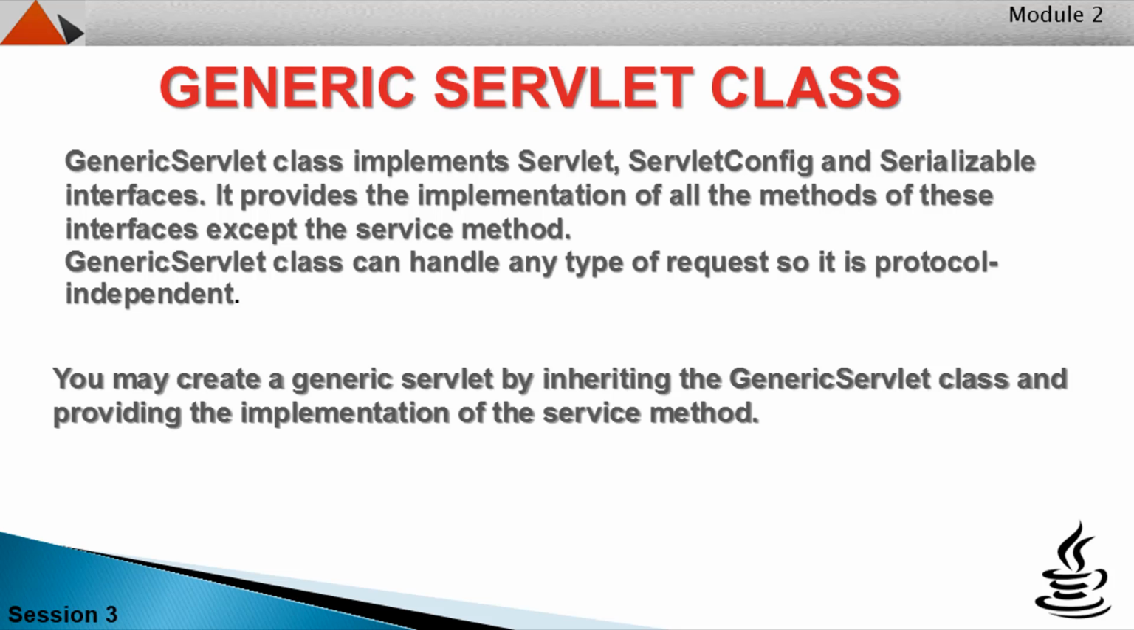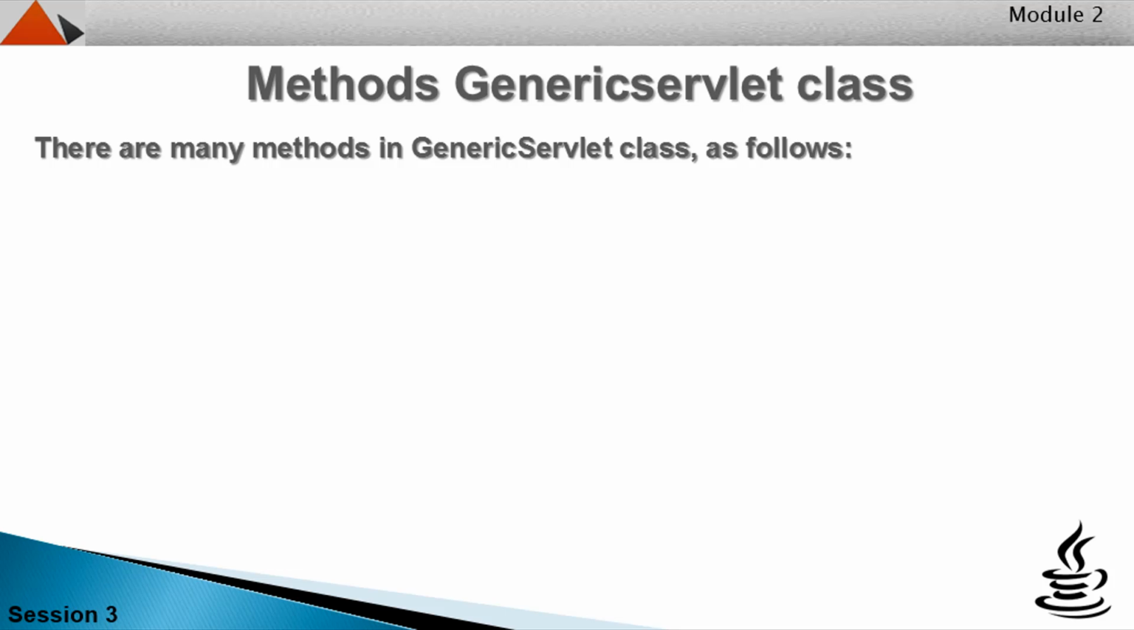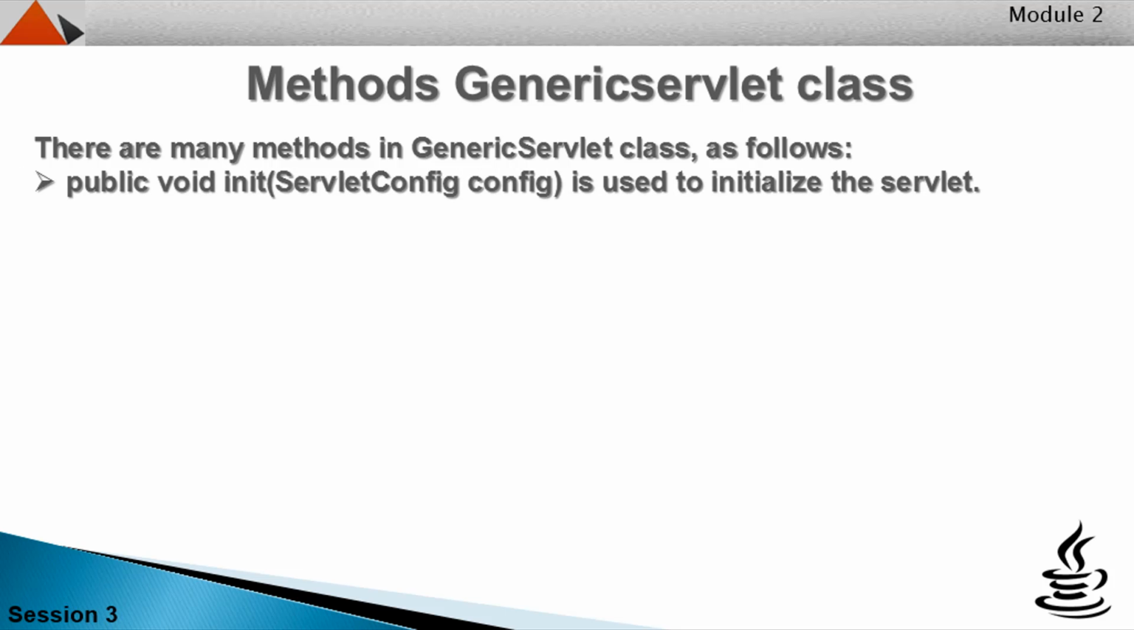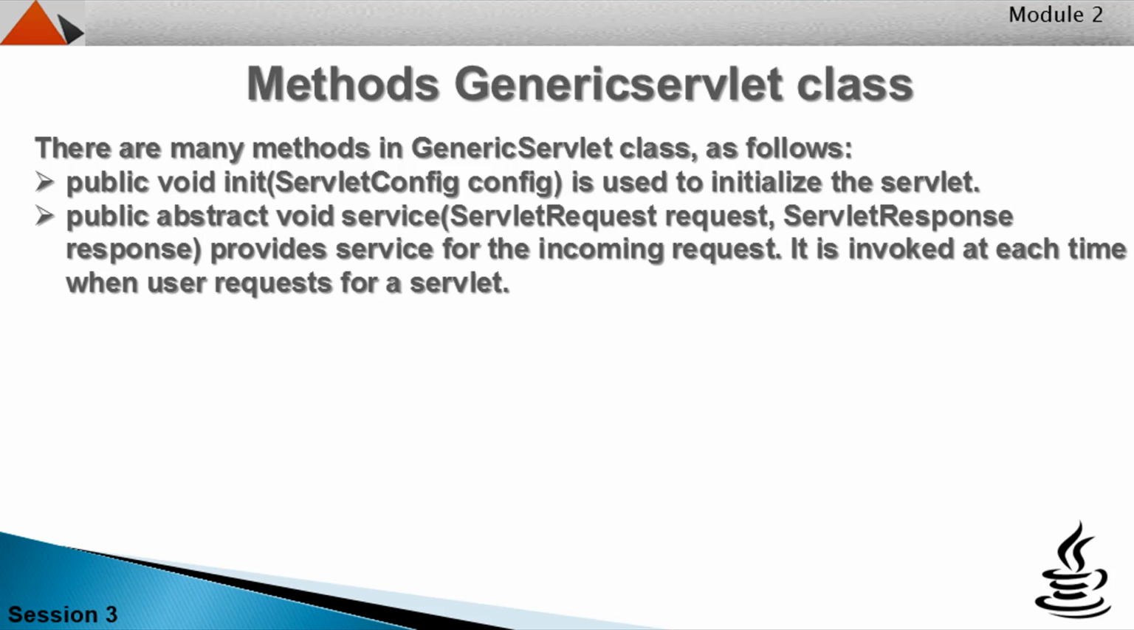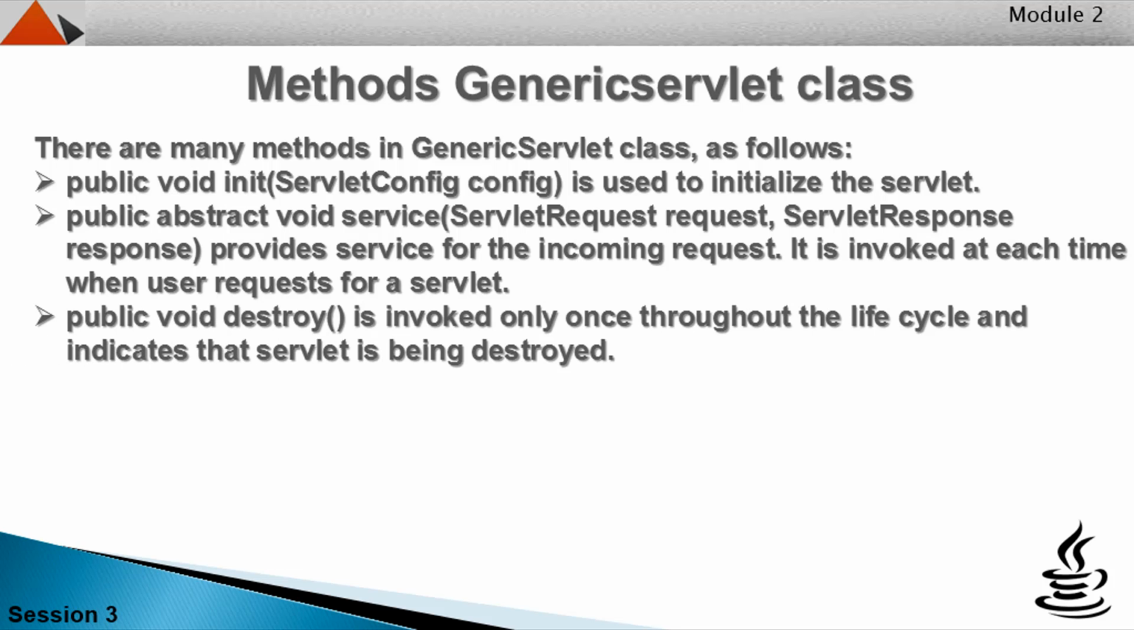Methods of the GenericServlet class. There are many methods in the GenericServlet class. They are as follows. public void init(ServletConfig) method is used to initialize the servlet. public abstract void service(ServletRequest, ServletResponse) method provides service for the incoming request. It is invoked each time a user requests a servlet. public void destroy() method is invoked only once throughout the life cycle and indicates that the servlet is being destroyed.